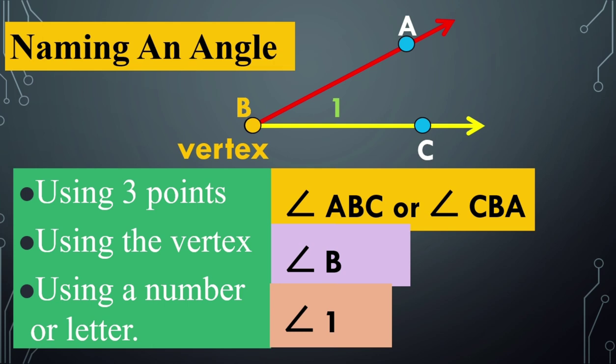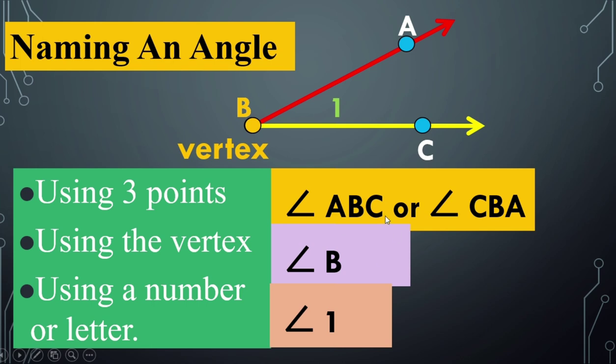Okay, now, ano ang mga dapat tandaan pag nag-name tayo ng angle? Do not forget the symbol. Kapag nag-name tayo ng angle, hindi pwedeng ABC lang or CBA lang. Dapat meron tayong symbol. So, ulitin ko. Ilang ways pwede nating pangalanan ang angle? Tatlo. Pwedeng gamit ka ng 3 points, angle ABC or angle CBA, pwede rin namang vertex, angle B, or pwede rin namang number or letter kung meron. Since meron namang 1 doon, we can name it angle 1. Do not forget the symbols.